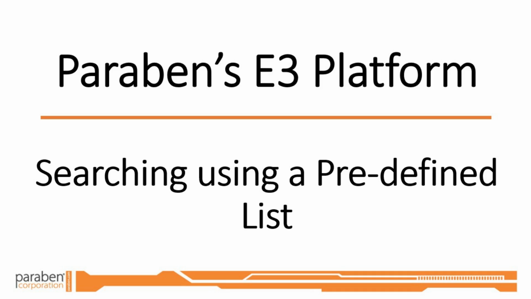In this video, we will explore how E3 allows you to perform searches using a predefined list of terms related to a certain subject, such as drugs, explosives, illicit images, and more. In this example, we will be searching for drug-related content in the evidence.